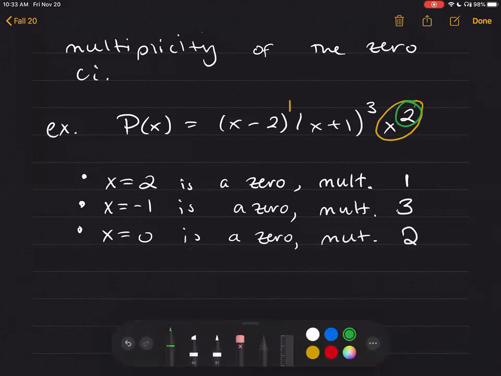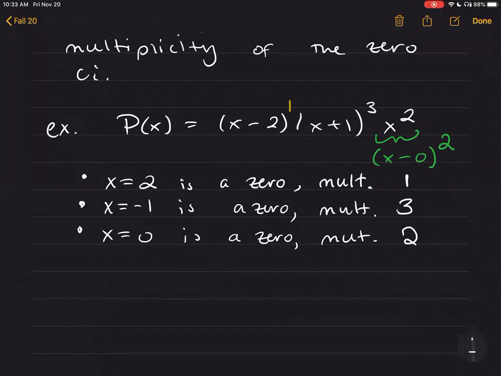This last one, just the x to some power, might be a little confusing, but just remember, if you see an x sitting outside all the parentheses by itself, you can secretly say that this is x minus 0, if that makes you feel more comfortable looking at it. All right, so why do we care about the multiplicity of roots?